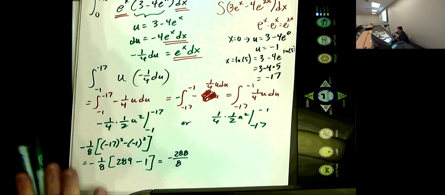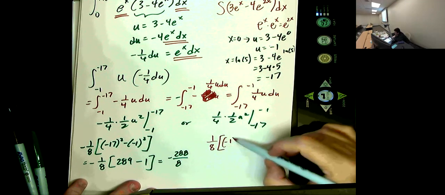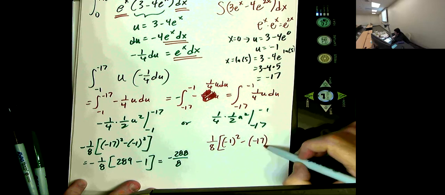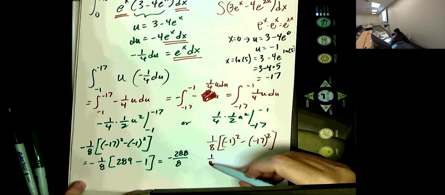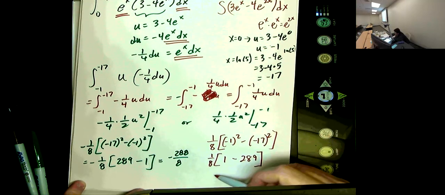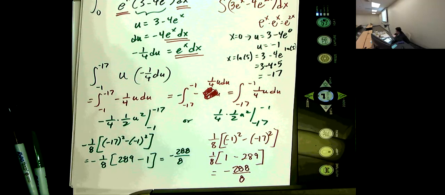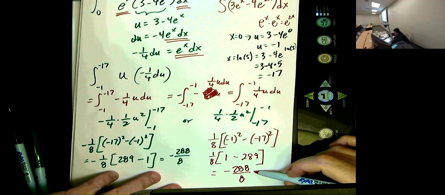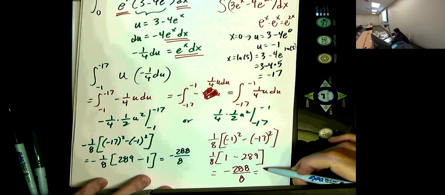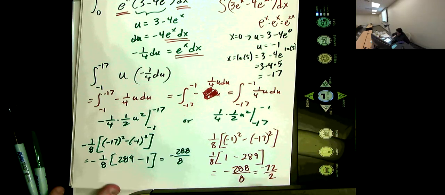Do I get the same thing with this one? 1/8 of negative 1 squared minus negative 17 squared. Yep. Now, I'm sure this reduces. They're at least both divisible by 4, I can see that. If I divide by 4, this is 72 over 2. That actually divides even further. This should condense down to negative 36.